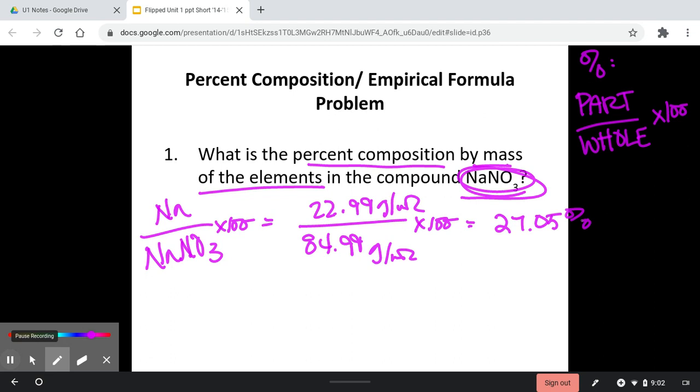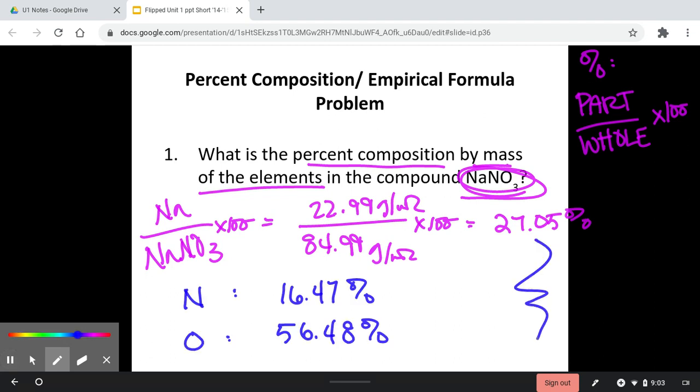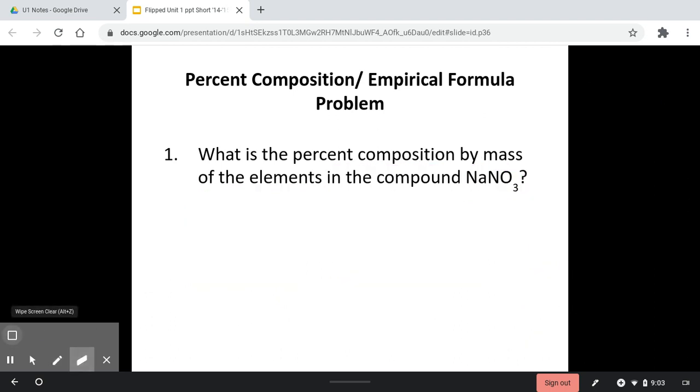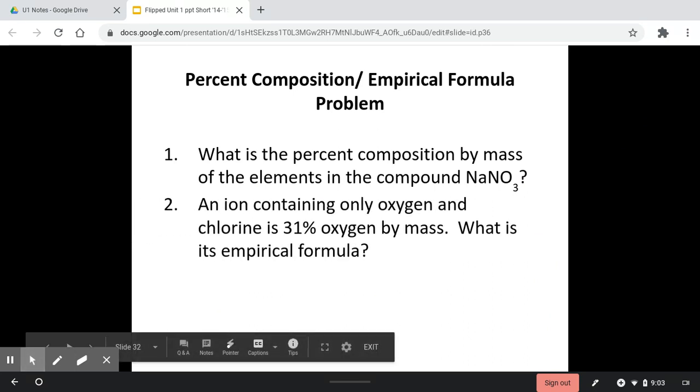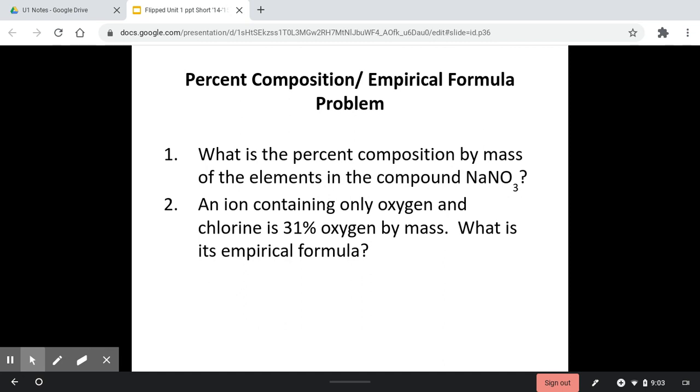Okay, so you can go ahead and figure out the percent composition by mass of the nitrogen and the oxygen in this. All right, those are your answers. Nitrogen is 16.47%. Oxygen is 56.48%. Remember, if you are figuring out percent, they should all add up to 100. So when you get to the last one, if you are confident in your first two numbers, you can subtract from 100, or you can figure out your third one and add them all up to 100 to double check yourself. Okay, let me erase these.